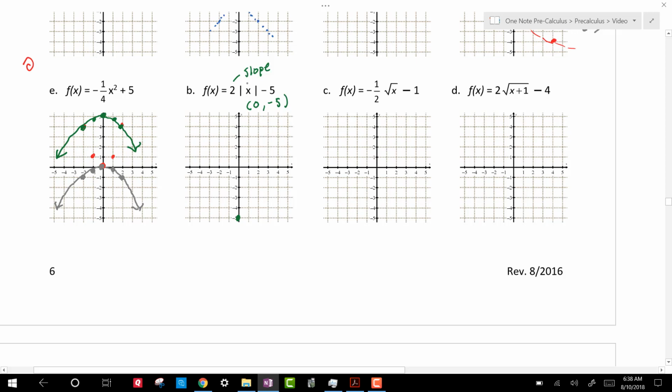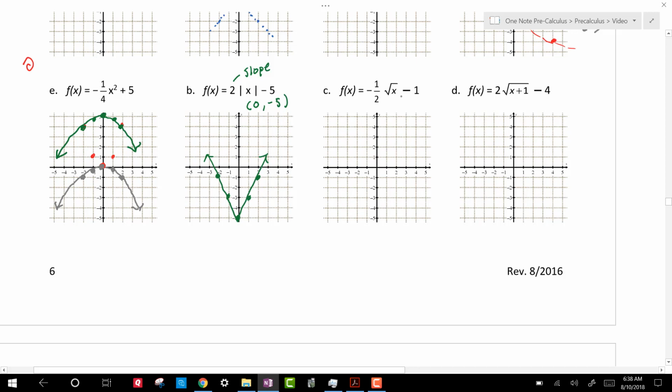When I say slope, remember absolute value has 1 positive and 1 negative. So the slope on the right side is going to be positive 2. The slope on the left side is going to be negative 2. That one's done. That was easy, wasn't it? Absolute values are super simple.